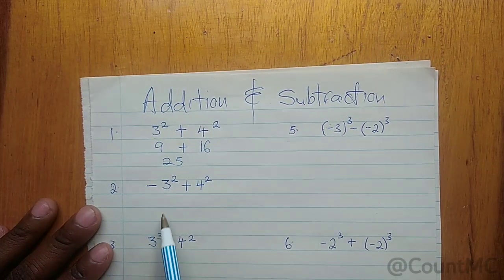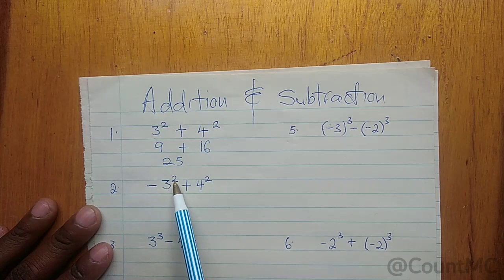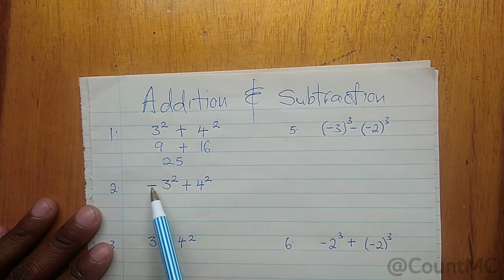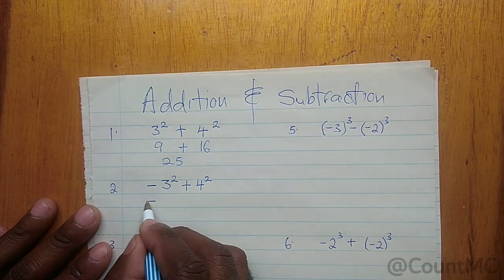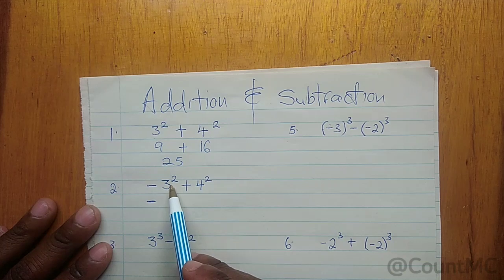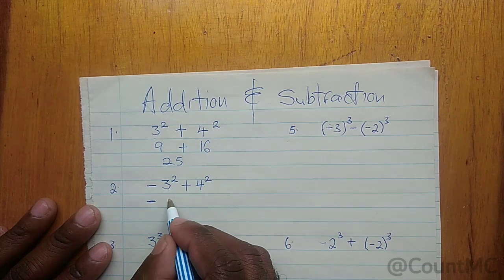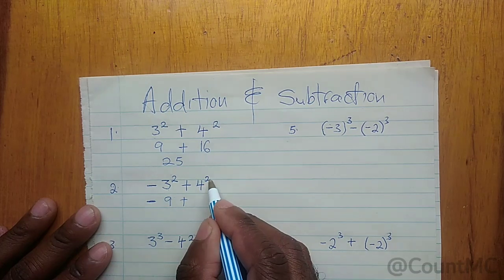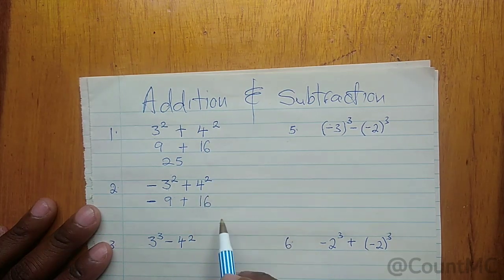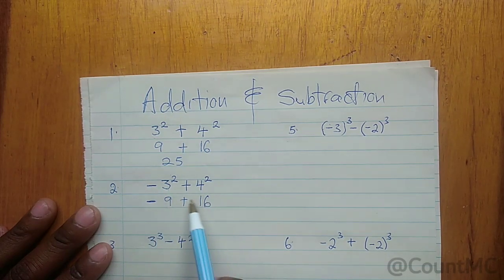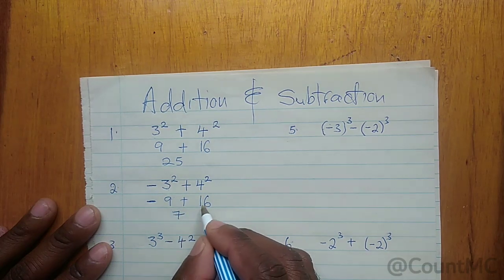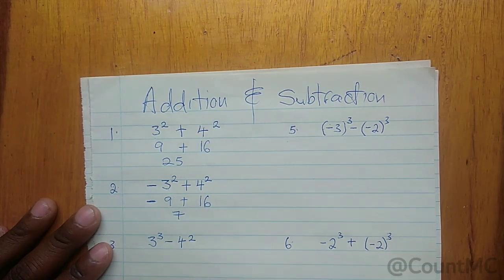Let's go to the next one. We said when it looks like this, the 2 is only affecting the 3. It's not affecting the minus sign. It's attached to the 3 alone. So the minus sign is not going to be changed. 3 to the power 2, that's 9. Plus 4 to the power 2, that's 4 times 4, that's 16. 16 minus 9. Remember we said when you are adding and subtracting integers, if the signs are different, you find the difference. 16 minus 9, you get a 7. Then you take the sign of the big number, which is positive.